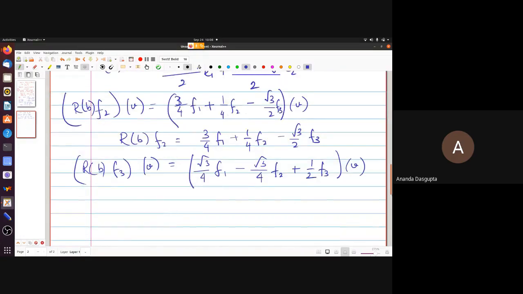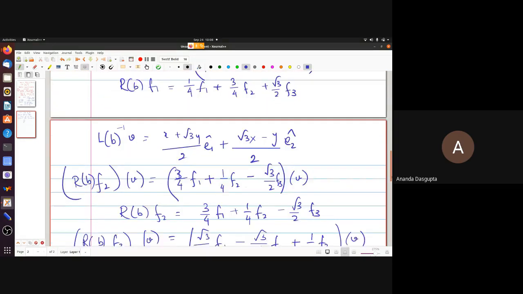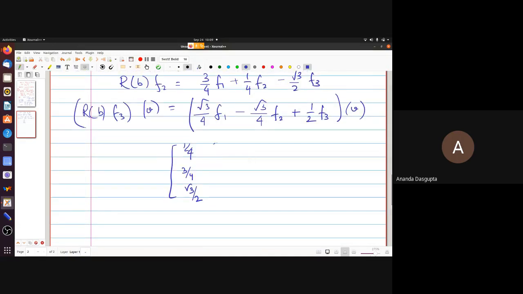So I get 1/4. The matrix I get is 1/4, 3/4, root 3 by 2. That's from this line. That's the first column. The second column is 3/4, 1/4, minus root 3 by 2. And the third column is root 3 by 4, minus root 3 by 4, half. So this is your three-dimensional representation for the group element B from this particular function space representation.